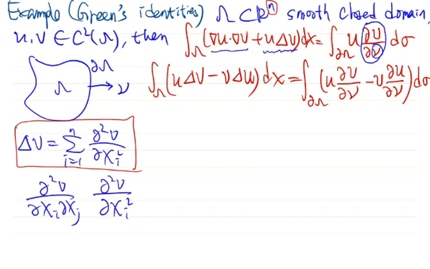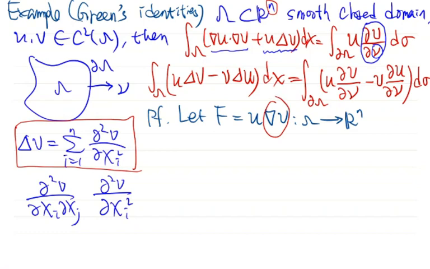So now we should prove these identities. The proof is not very difficult, just a direct consequence of the divergence formula. So, proof. Let capital F be U times the gradient of V. This is a vector field. U and V are real-valued functions, but the gradient of V is a vector-valued function. Then multiplying by the real-valued function U, the result is still vector-valued.